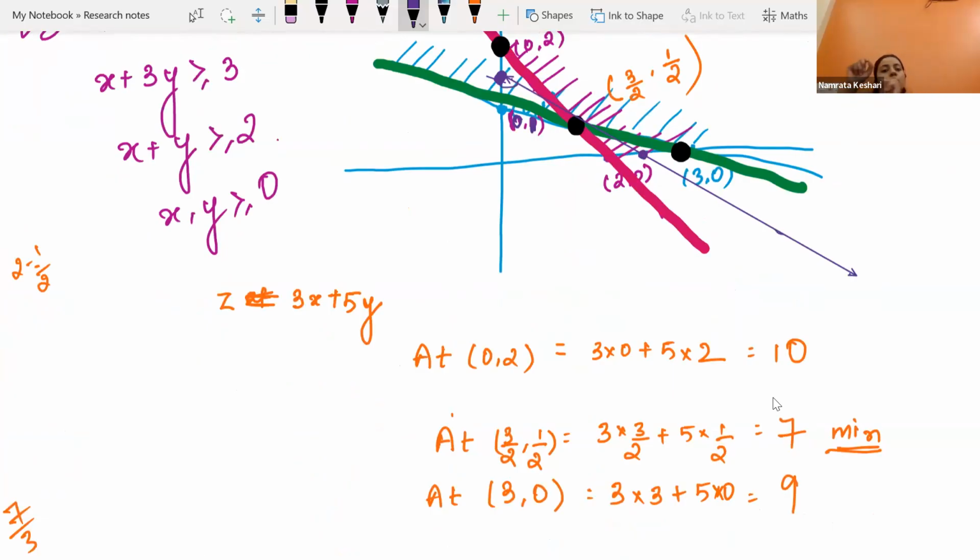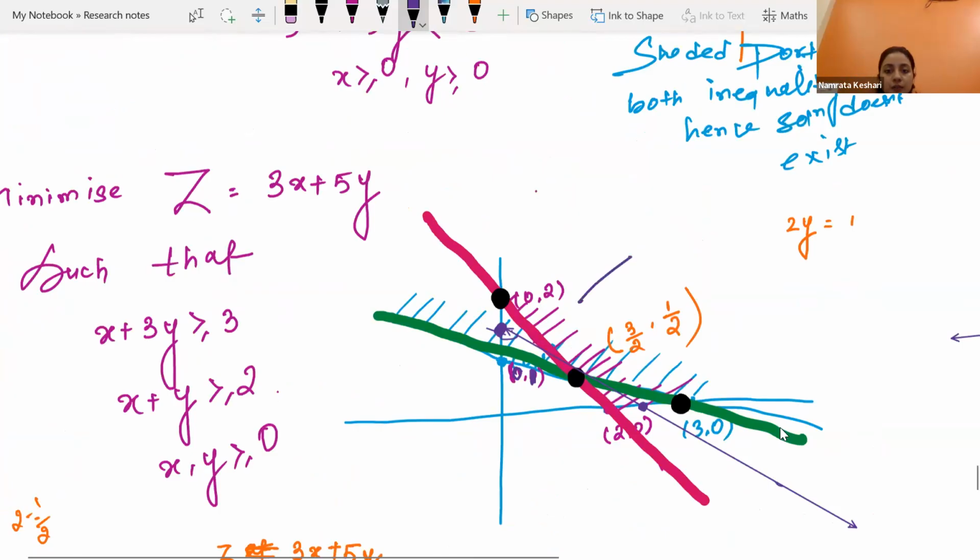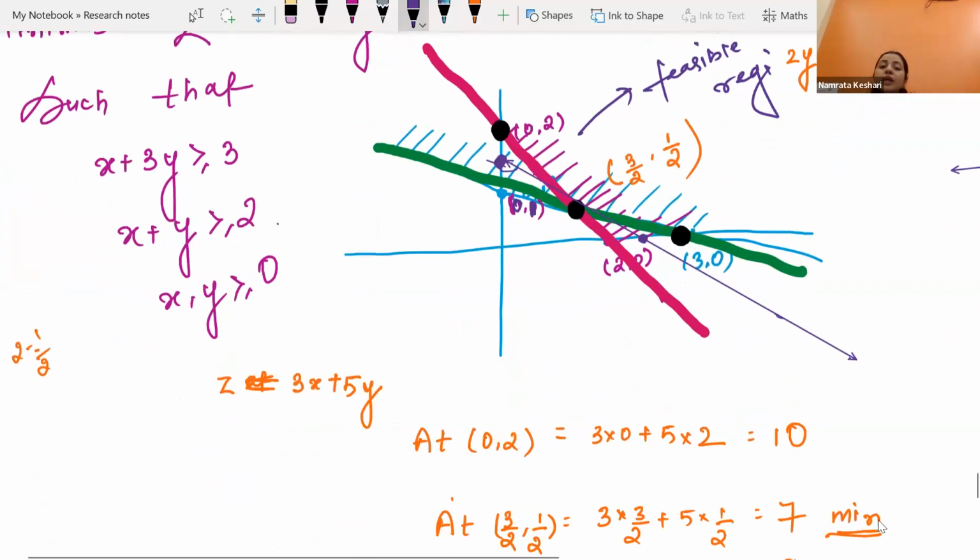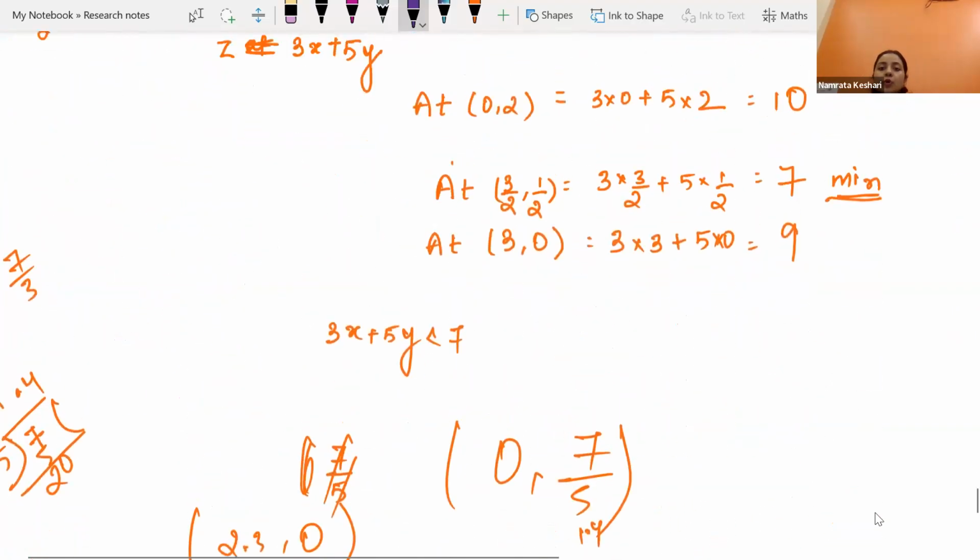From the corner points we have located these three corner points, and this one is the feasible region. In this feasible region, we are basically finding a coordinate which is in this feasible region and is giving minimum z. That will be our optimal solution. The steps we have performed indicate that that point is 3 by 2 comma 1 by 2, with z equal to 7.